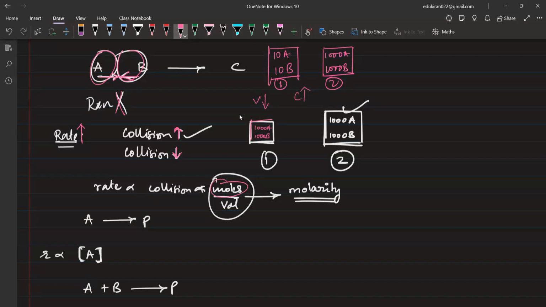Makes sense? Yes, sir. And let us suppose that we are now changing the volume. The number of molecules of A is still 1000, but in a small container. And the number of molecules of A and B are still 1000, but in a bigger container. So what do you think? Where will the collision be more, in the first case or the second case? Second case. Now makes sense, because it is a small container.